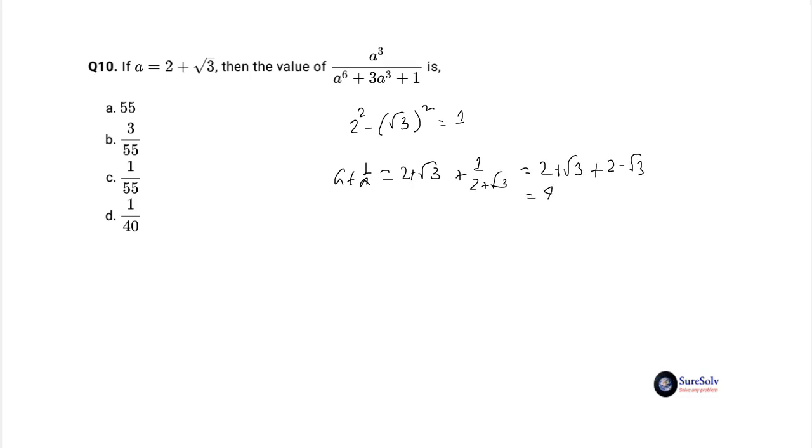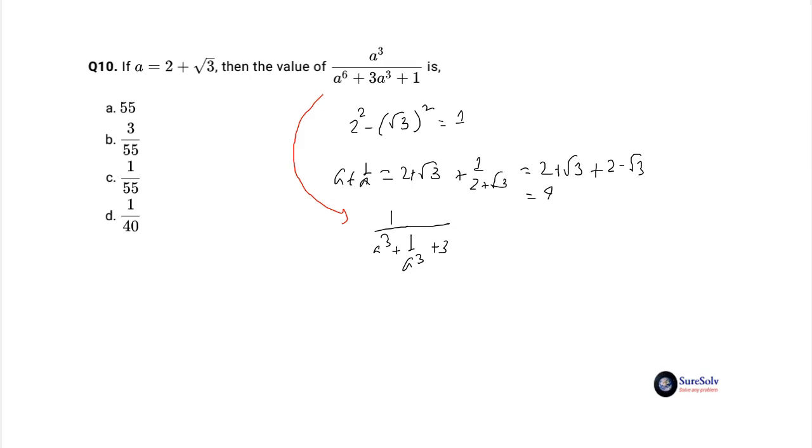You have to convert the target expression now in terms of this sum of inverses of a. The objective is clear. Discovering the way to do it is quick and easy. Just divide numerator and denominator of the target expression by a cube and get 1 by a cube plus 1 by a cube plus 3. The problem is now transformed to finding the value of a cube plus 1 by a cube when a plus 1 by a equal to 4.